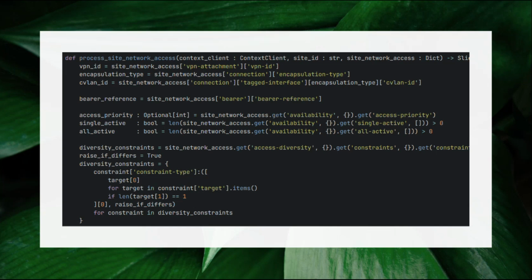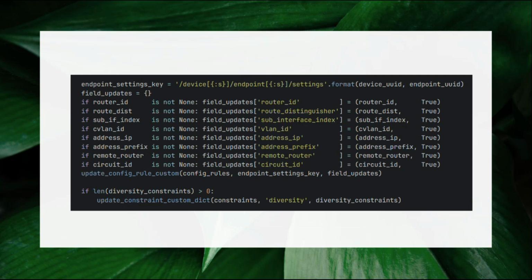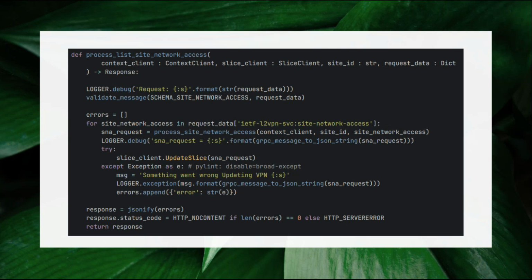Also, this is from the network accesses. We have these definitions like process site network access. You need to be able to access the network in order to deploy the VPN in that network. Then we have the details of the network, like router ID. I think these are fundamental properties of all these network elements in a network. And process list site network.